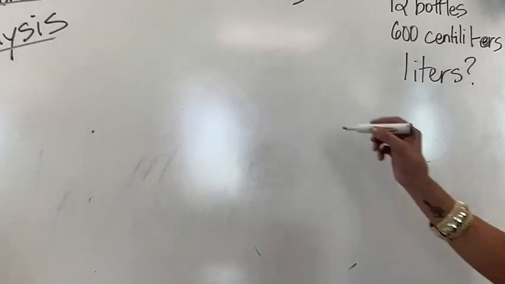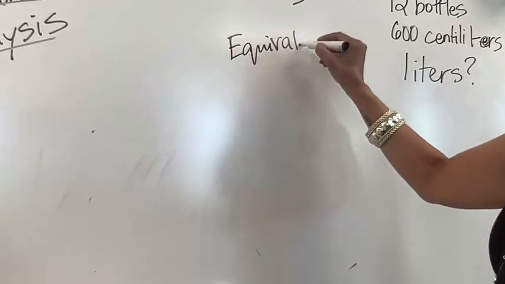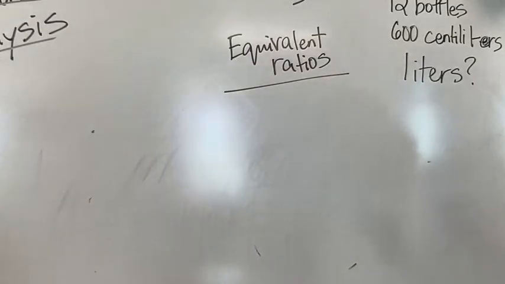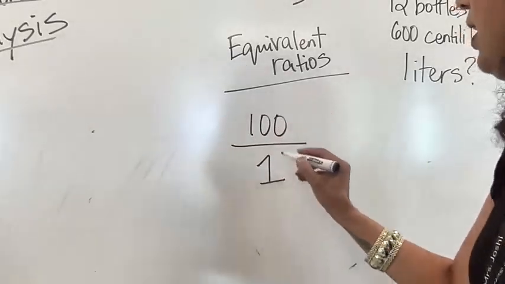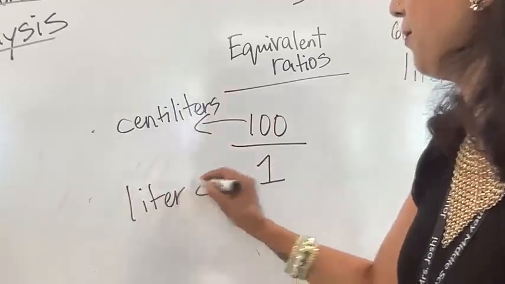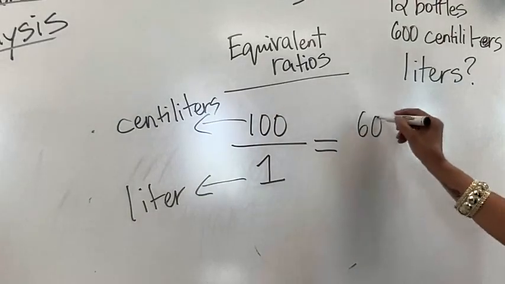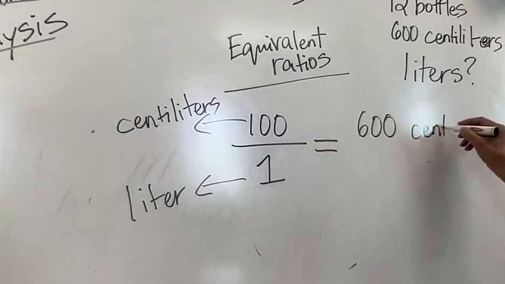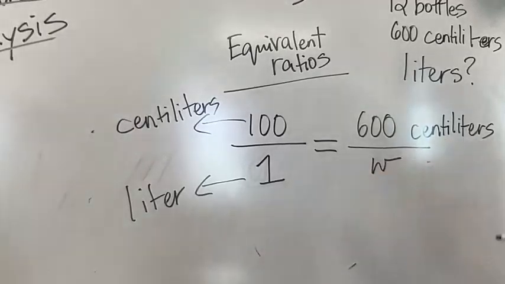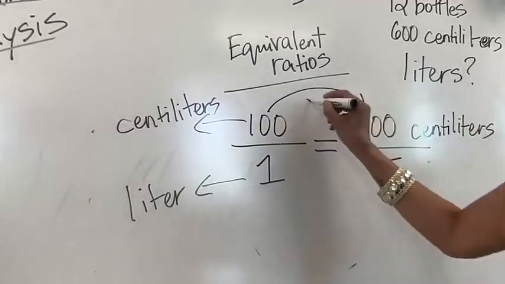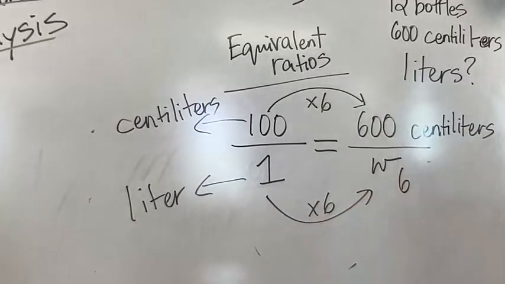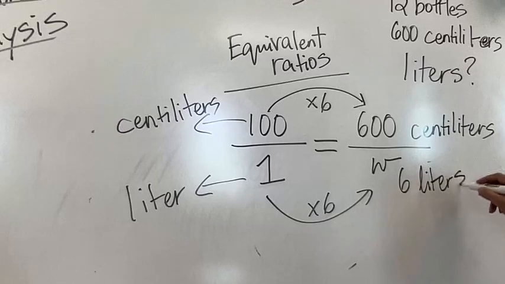So if I'm using equivalent ratios, I'm going to say 100 centiliters is equal to 1 liter. Therefore, 600 centiliters is equal to how many liters? I can see that I just have to multiply times 6. Whatever I do to the numerator, I do the same thing to the denominator, times 6. So I get 6 as my answer.